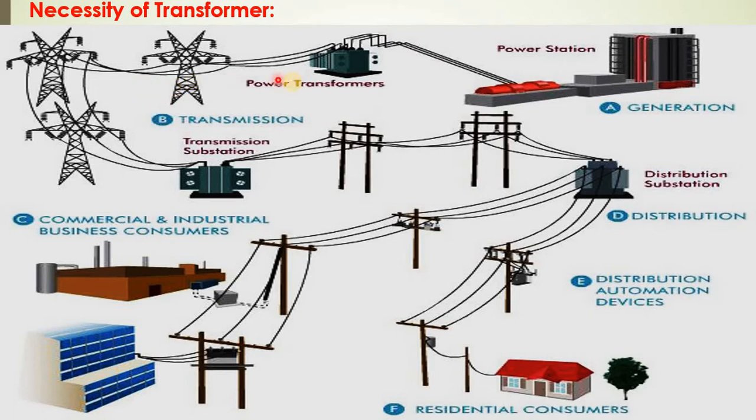If you see the structure of the total power system, the electrical energy is generated in the power station, that is the generating power station. You can see here stage 1 is the generation, then next is the transmission, then the commercial and industrial business consumers, distribution, then distribution automation services, and residential consumers. So this is the whole structure of the power system.